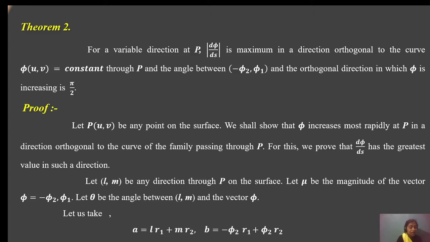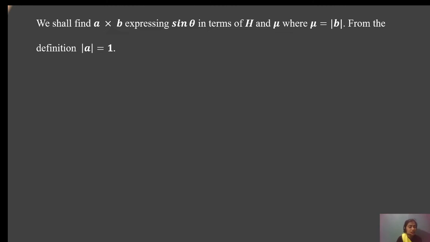Then A equals L R1 plus M R2 and B equals minus phi 2 R1 plus phi 1 R2. Okay, both of these conditions. Then find A cross B, expressing sine theta in terms of H and mu, where mu equals mod of B. From the definition of mod of A cross B, we have mod of A cross B equals mu sine theta. This is equation first.